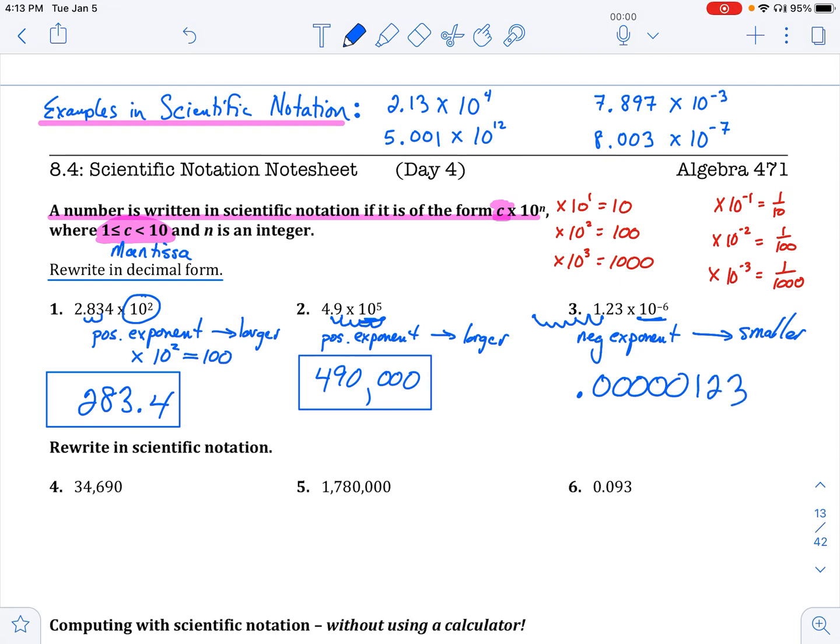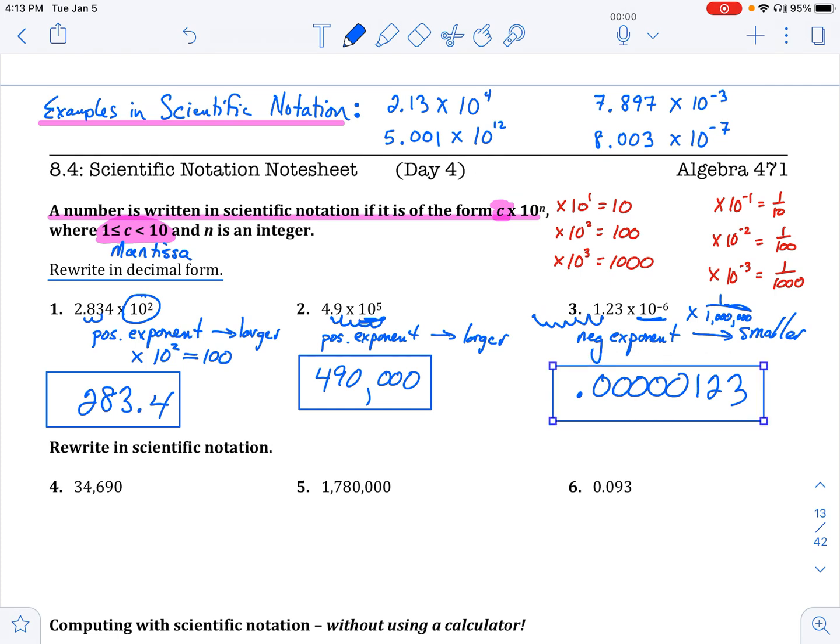Again, recognize here that multiplying by 10 to the negative 6 is multiplying by 1 over a million. So that is why this is becoming such a small number.